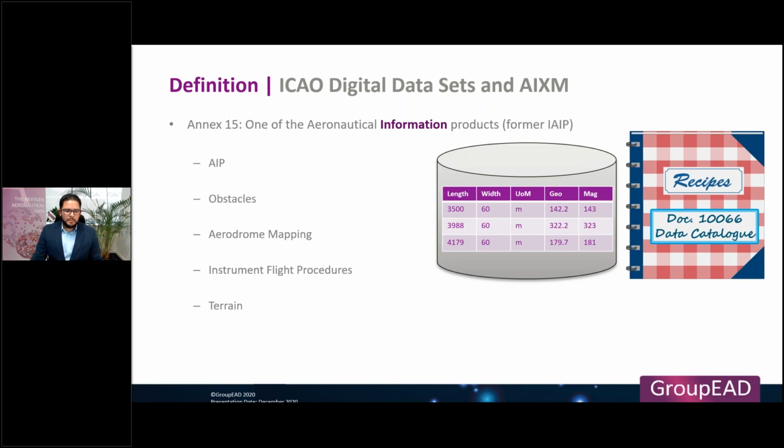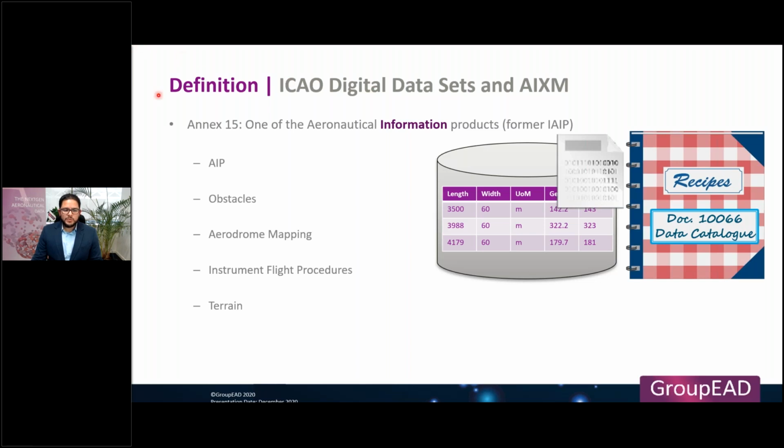Remember that in the end, what we would like to have is an extraction of our database following that same recipe contained in the Doc 10066 and the data catalog, and fulfilling all the requirements contained in these two documents. But the question now is, how should I provide this file, this extraction of data, this combination of data according to the Doc 10066? And then here we come with another important definition, and that is the format. How I'm going to provide my digital data sets.